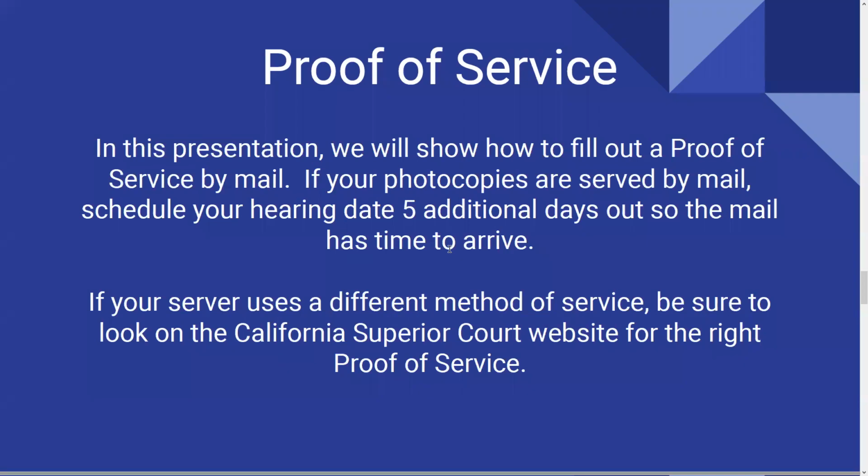So in this presentation, we're going to show you how to fill out a proof of service by mail. And we're doing that again because if your photocopies are served by mail, you need to schedule your hearing date 5 additional days out so the mail has time to arrive. So if your server uses a different method of service, be sure to look on the California Superior Court website for the right proof of service.